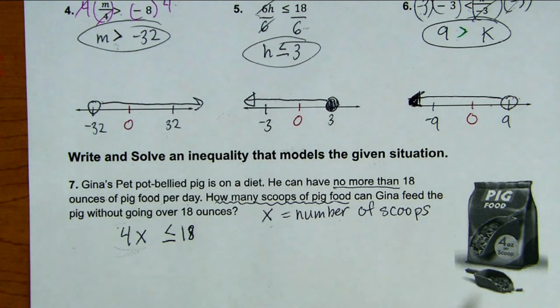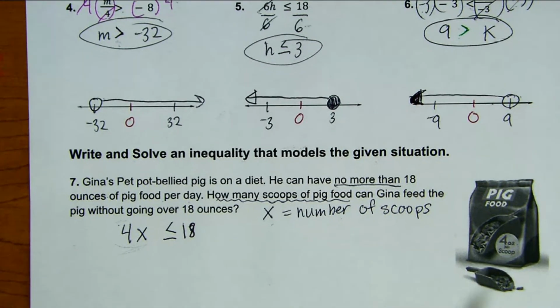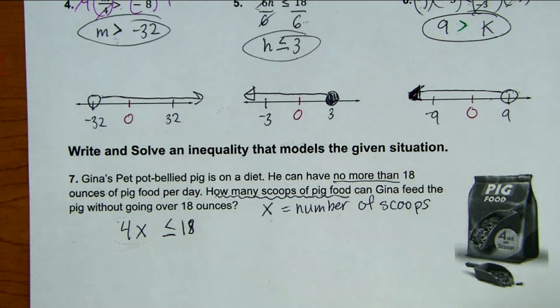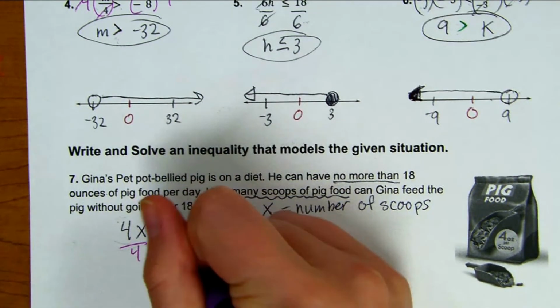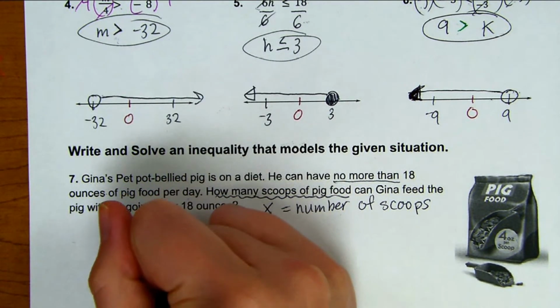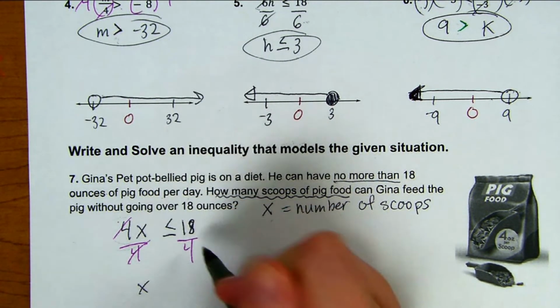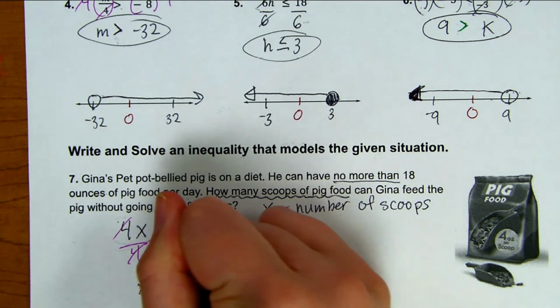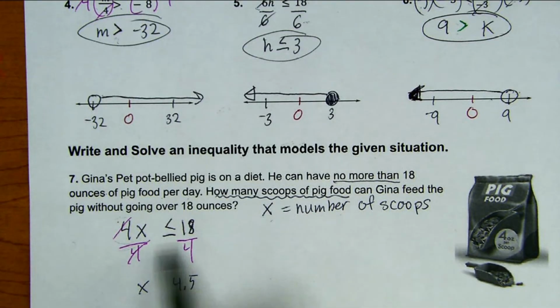So we can go ahead and solve this inequality by getting rid of this 4. We can undo 4 times x by dividing both sides by 4. So 4 divided by 4, we will have x on the right side. 18 divided by 4 will give us 4.5. Now because I divided both sides by positive 4, I do not need to reverse the inequality sign.